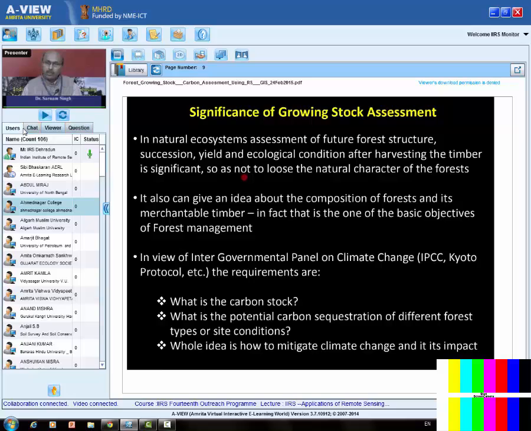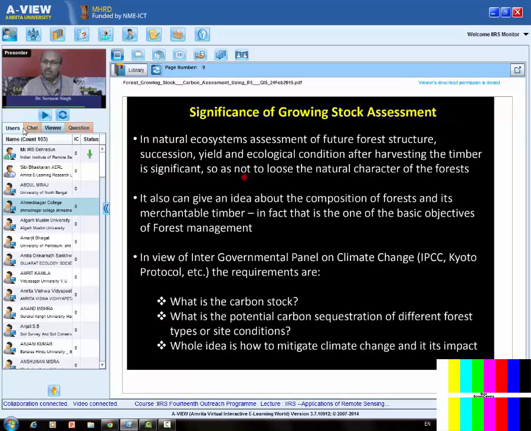However, in natural ecosystems, the assessment for future forest structure is important: the succession, how it is going to progress, the yield, and then the ecological condition after harvesting. All these are very important, because not only is timber significant, we also should know what will be the ecological condition after the harvest, what changes are likely to happen in the forest, or the basic character of the forest. That is very important. We should not lose the basic character of the forest.